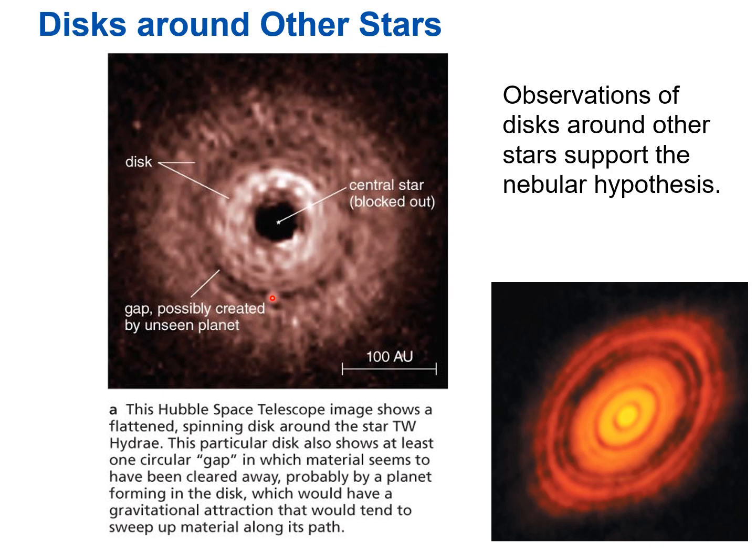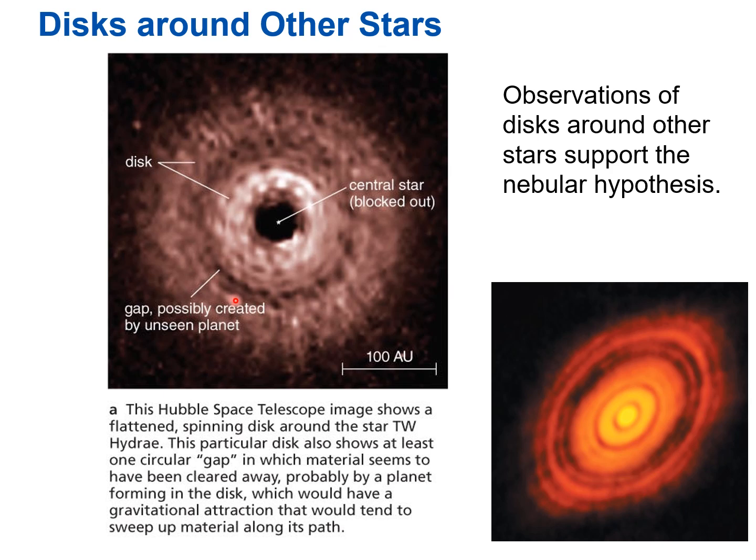You can see a gap in the disk. In the picture down here to the right, you can see many gaps. Well, in this picture, you can see one clear gap, possibly created by an unseen planet. So observations of disks around other stars support the nebular hypothesis, or the nebular theory.